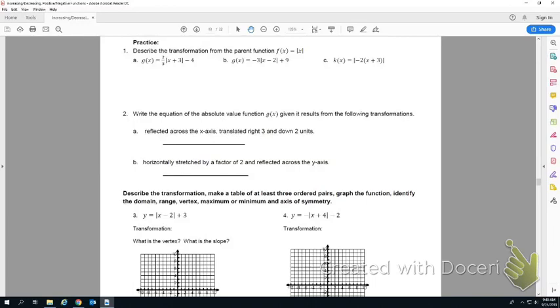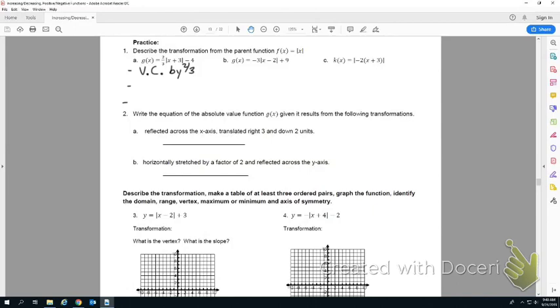All right, so Helene, looking at 1A, give me one of the transformations that's happening in there. Is 2/3 greater than 1 or between 0 and 1? Yeah, between 0 and 1. So vertically compressed. Make sure you put by what number. You'll see why here in a little bit.